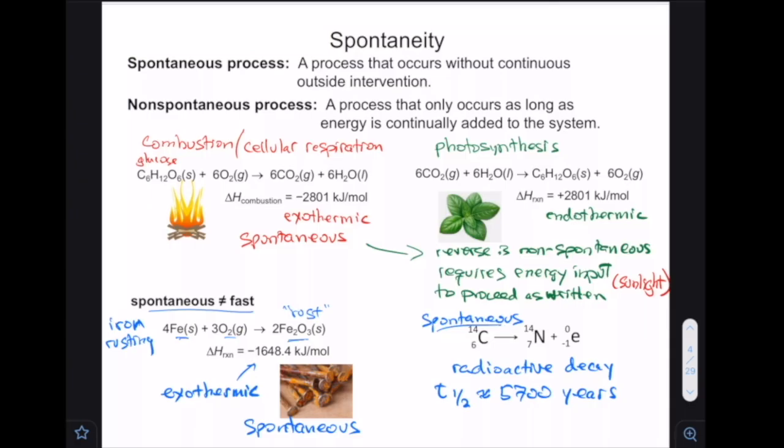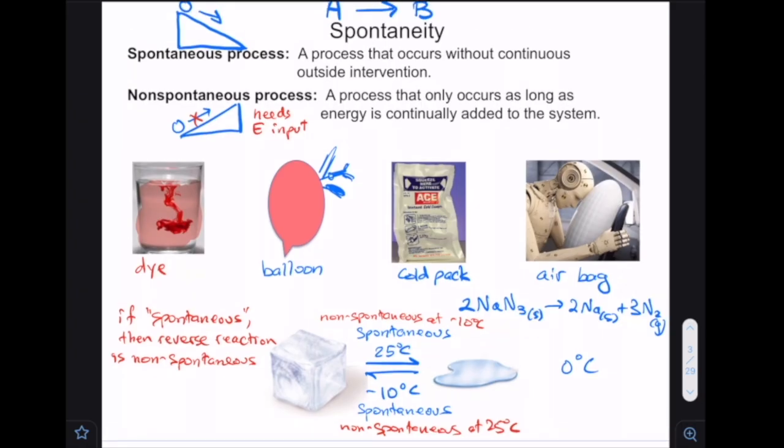Now, you may have noticed that a lot of these spontaneous reactions that I've been describing also happen to be exothermic. And for a long time, scientists thought that there was a direct relationship between a process being exothermic and it being spontaneous. But there is something else going on here. It's not just the enthalpy that's driving spontaneity, as we'll see. And that also means that there are some endothermic reactions that are still spontaneous. For example, that cold pack, right? That's an endothermic process, but it's still spontaneous.